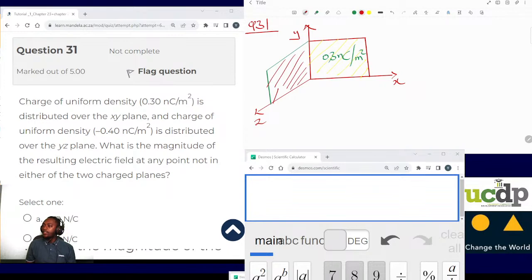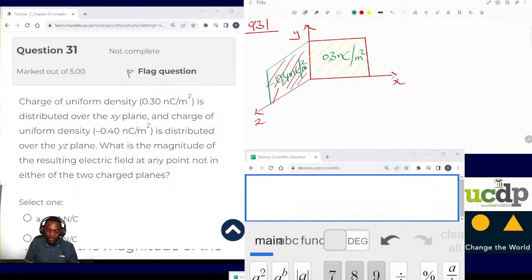So it's something like this. And you know, the y is perpendicular to the x, perpendicular to the z. So these three planes are perpendicular to each other. Right, and we are told that we have negative 0.4 nanocoulomb per square meter. Now, what do we do here?